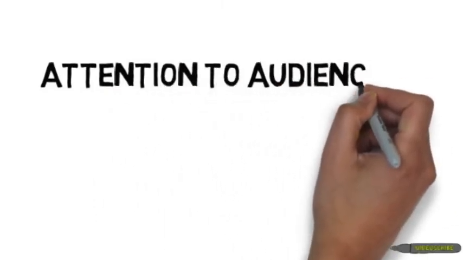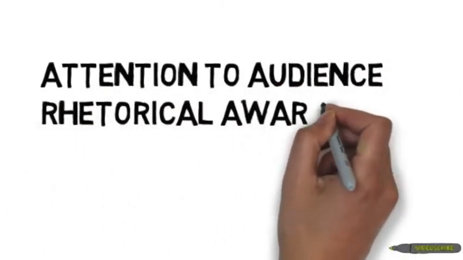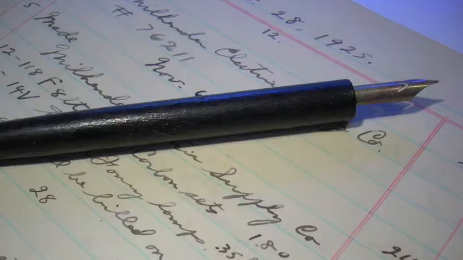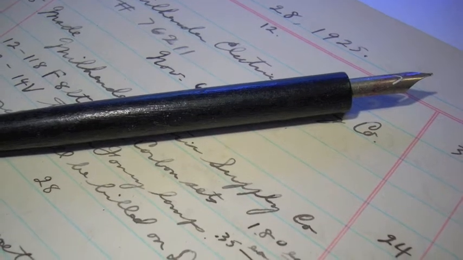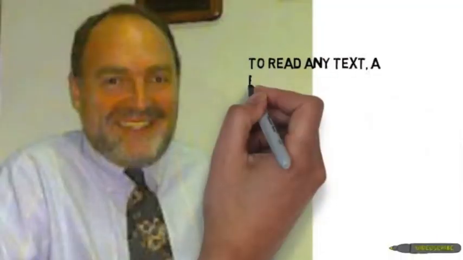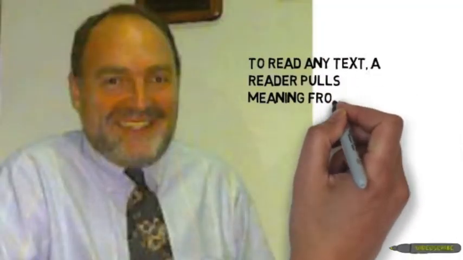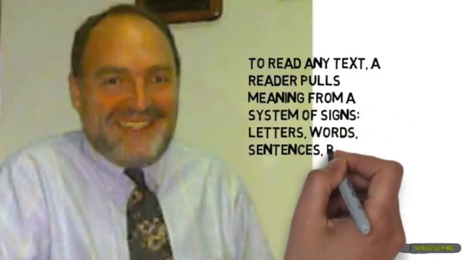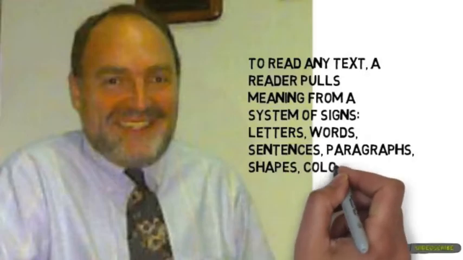Let's recap the motivations for creating these assignments. Attention to audience, rhetorical awareness, clarity, importance of argument. These sound a lot like the things that are part of the traditional text we already work with. And perhaps they should, because, as Lester Faigley reminds us, to read any text, a reader pulls meaning from a system of signs: letters, words, sentences, paragraphs, shapes, colors, pictures.